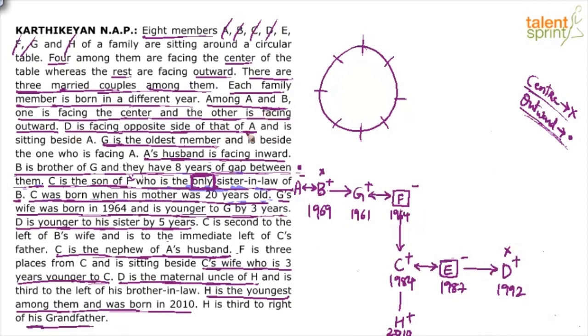Let's start with this point only. What do we know? D is facing opposite side of that of A. So A is facing outward, D is facing center, and is sitting beside A. So let us assume A is seated here. A is outward facing, a dot. Should we start with two possibilities, or is there anything better to start with? Sitting beside A, there can be two possibilities. D can either come here or here. Both are possible.